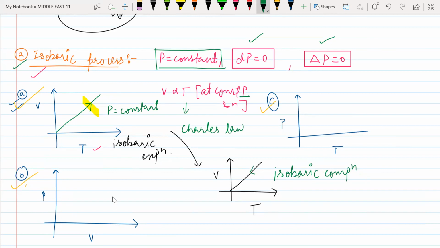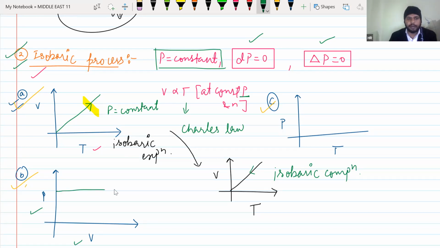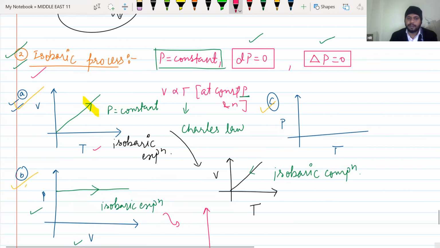Okay, come to this point, pressure versus volume. We need to plot a graph for the isobaric process and we know that pressure is constant, so the graph will be parallel to the x-axis like this, right? If I give the direction this way, it will be isobaric expansion. And another graph for the same P versus V, but the direction will be reversed, so it is isobaric compression, because volume is decreasing.